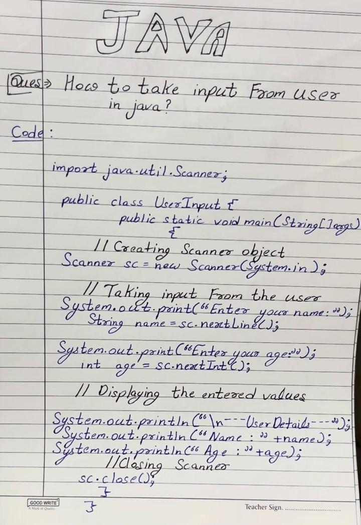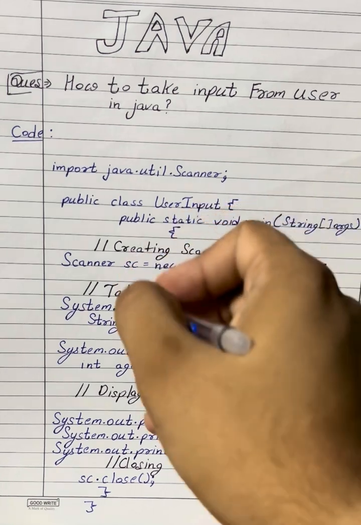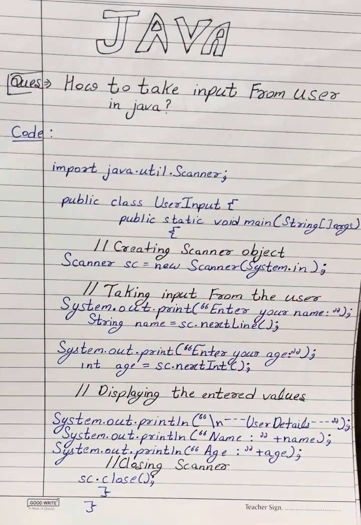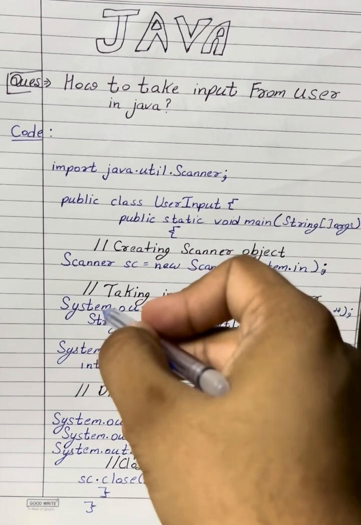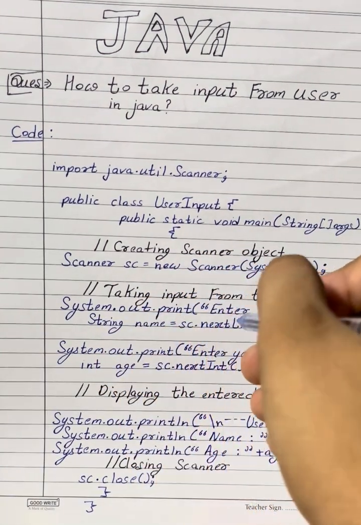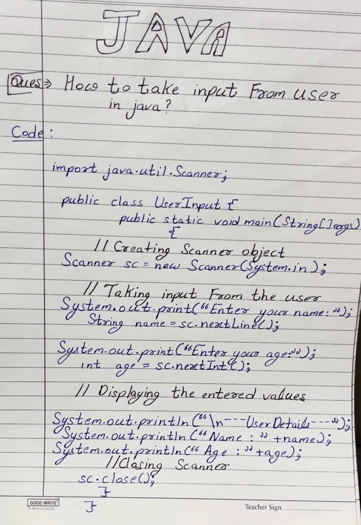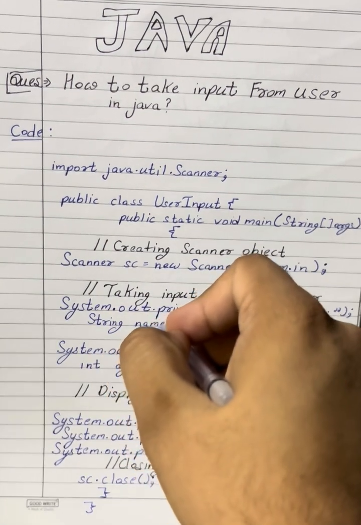After that, we will display the message by writing this code, System.out.print method. There we will write "Enter your name", and then the code String name = sc.nextLine() method. And this nextLine method reads the complete line entered by the user, including spaces, until the enter key is pressed, and the entered text is stored in the variable name, this one.